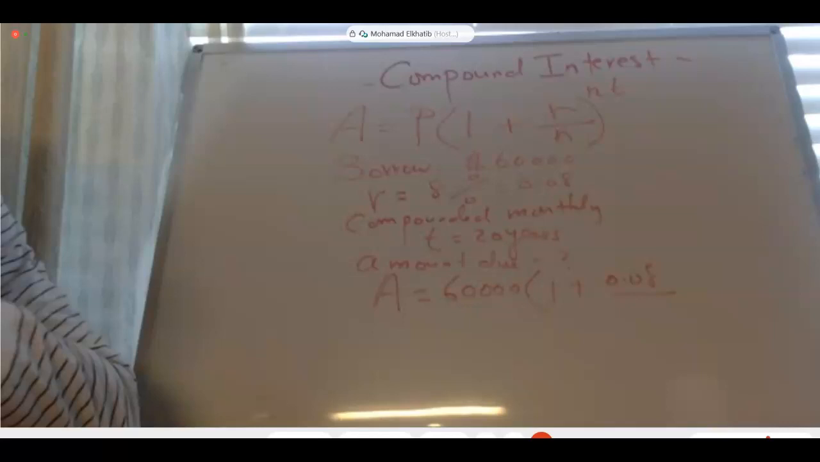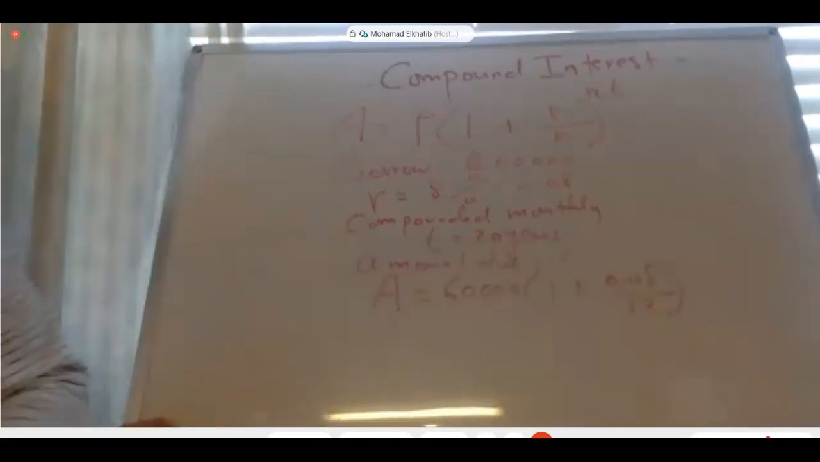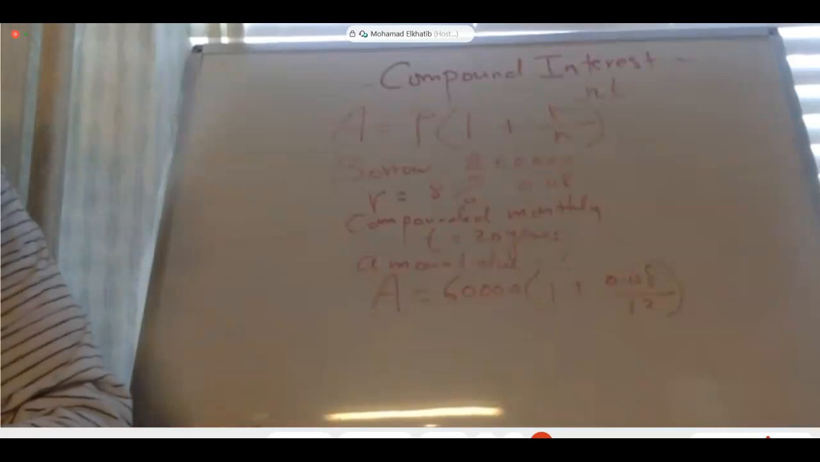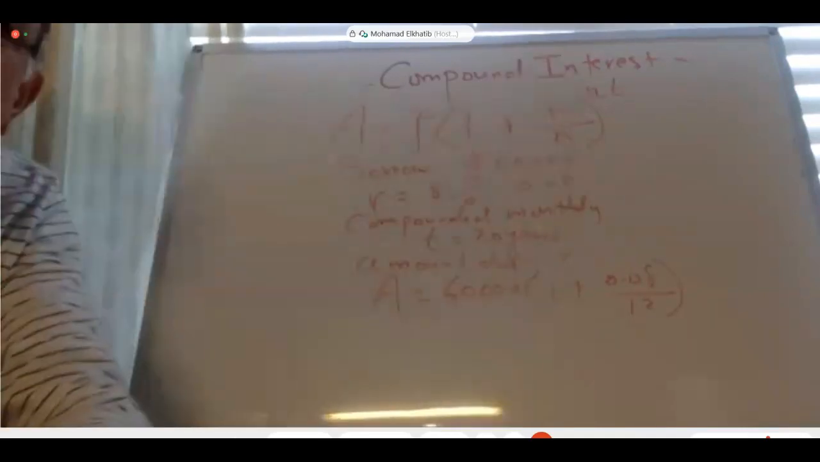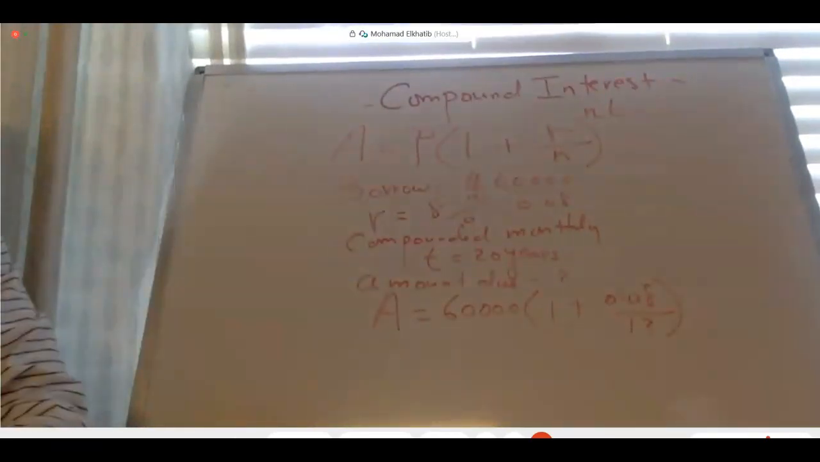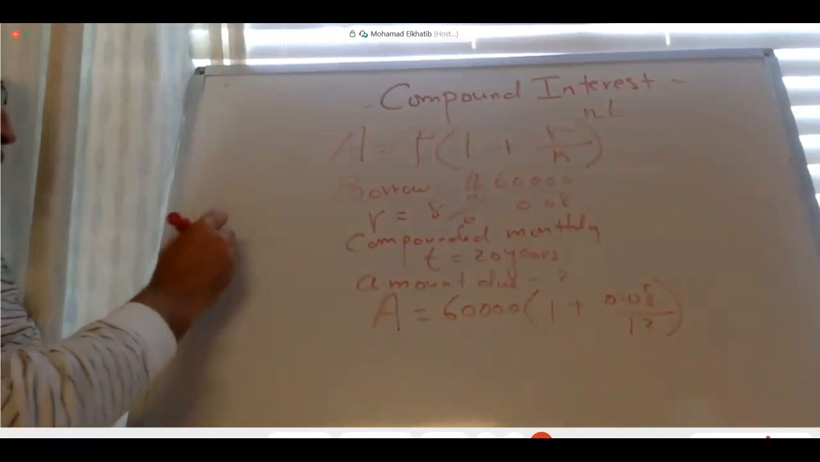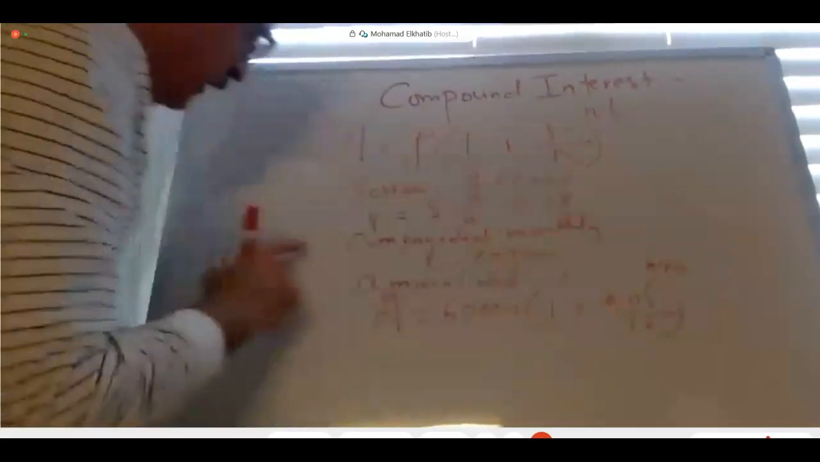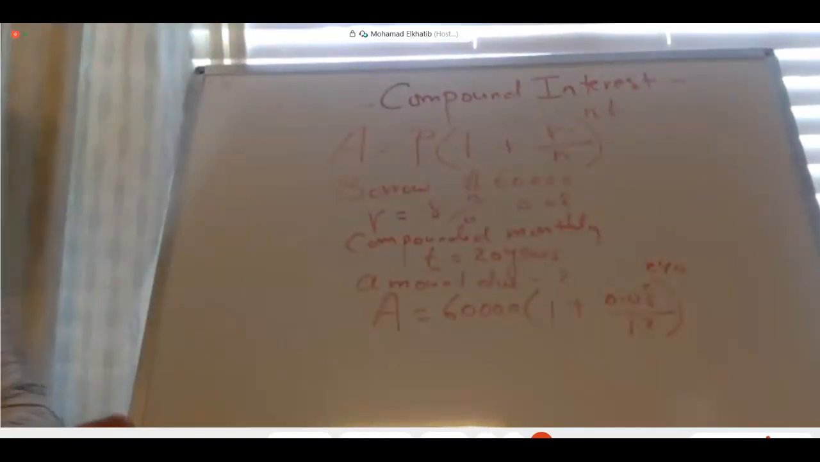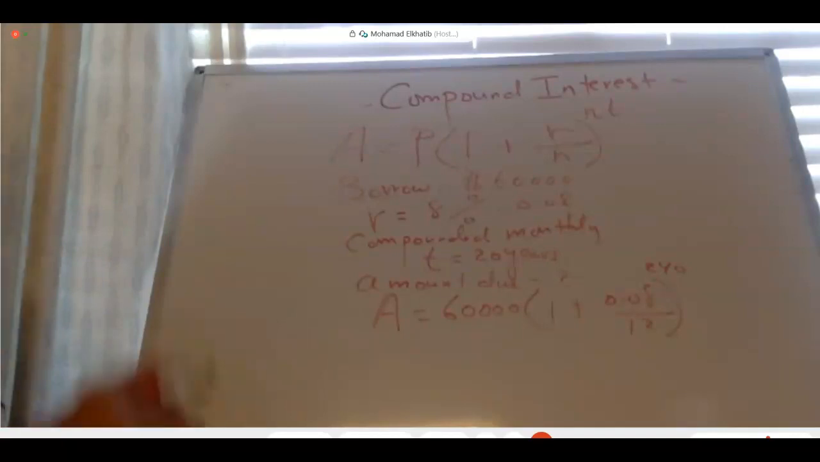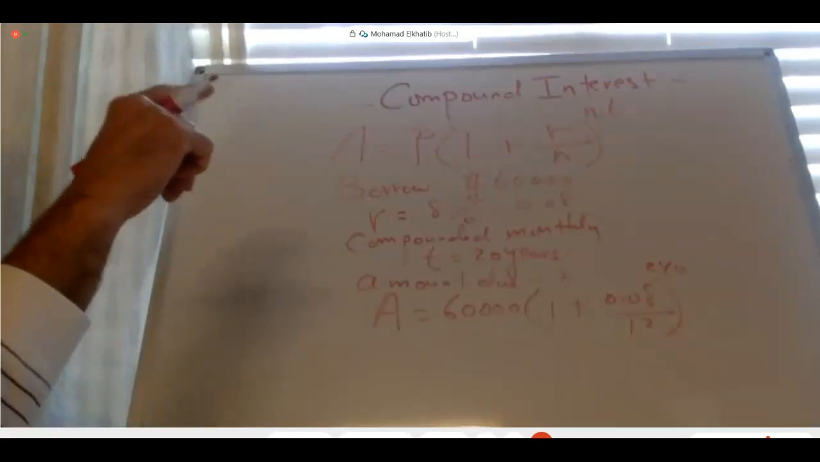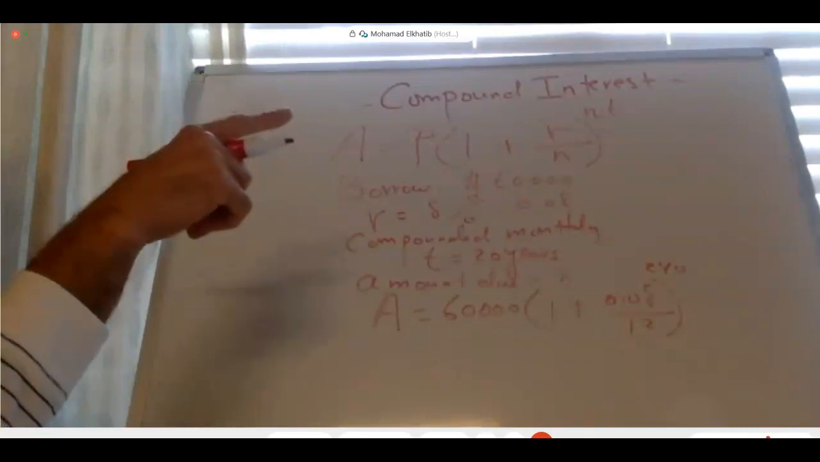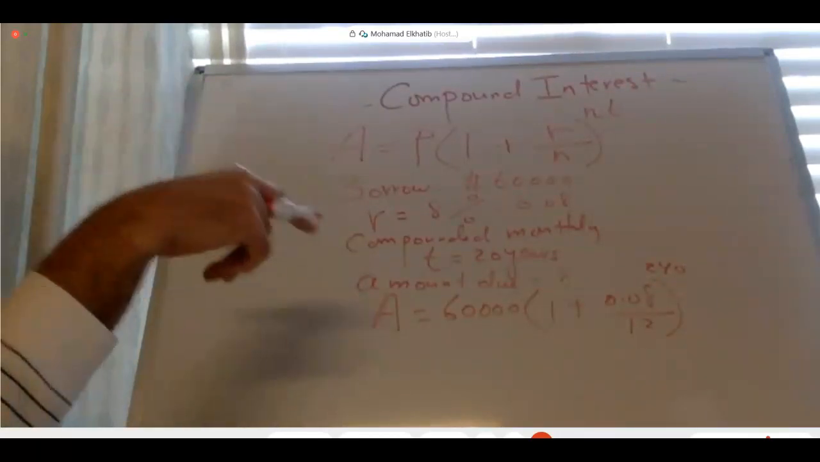When it's compounded monthly, how much is N? Is it 12? Does anybody see a 12? Yes or no? Yes. Very good. What's the exponent here? N times T. What is N? 12. T is how many years? 20. So when I multiply 12 times 20, I get 240. But you understand where I got the 240 from? It's N times T. N is 12. T is how many years? 20. 12 times 20 is 240.